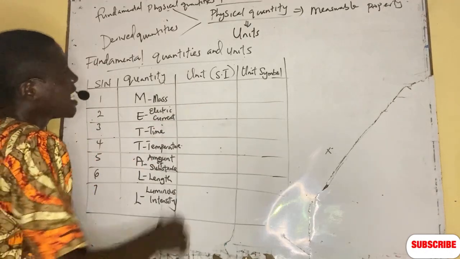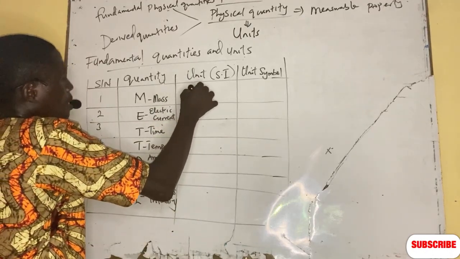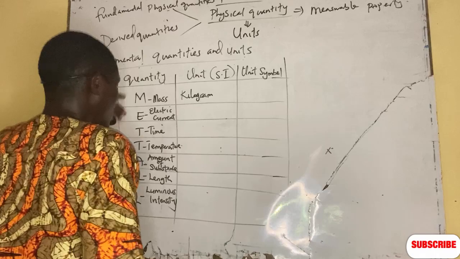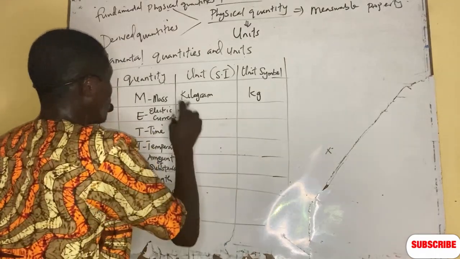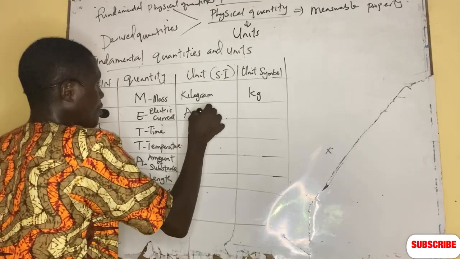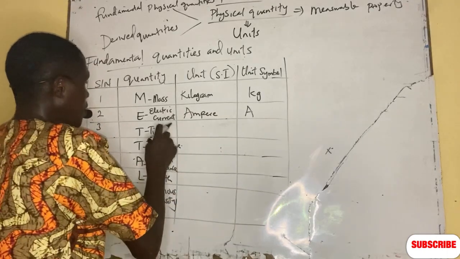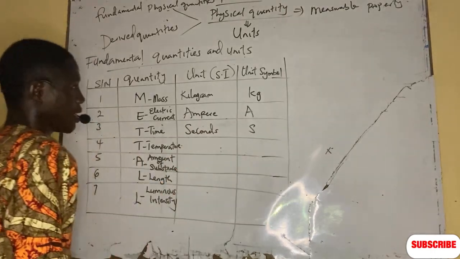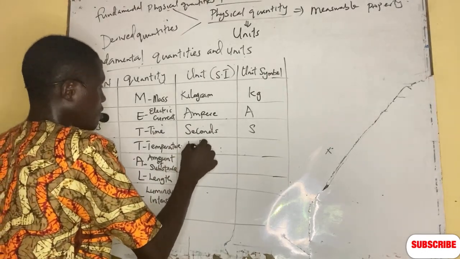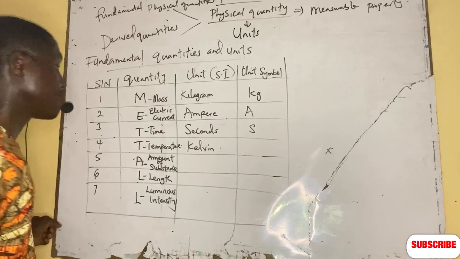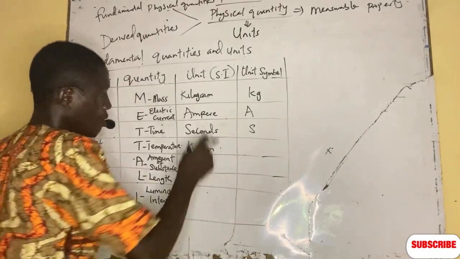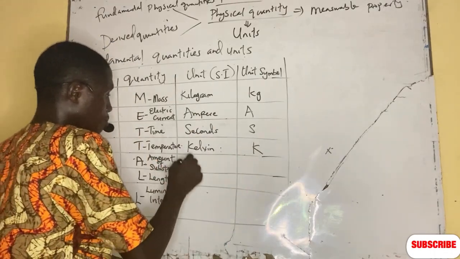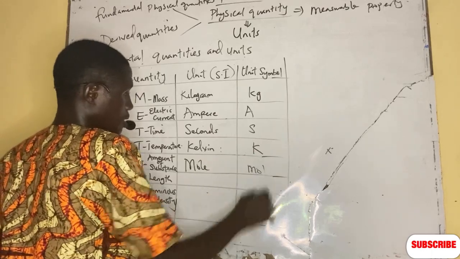Now we have the mass. The SI unit for mass is kilogram. It's very, very important. The SI unit of mass is kilogram, and the symbol is kg. We have the electric current, which is ampere. The symbol is capital letter A. We have the time, which is the second, denoted with small letter s. We have temperature, whose SI unit is Kelvin. Even though we have degrees Celsius, degrees Fahrenheit, and so on, the SI unit is Kelvin, capital letter K. We have the amount of substance. We have mole, MOL.